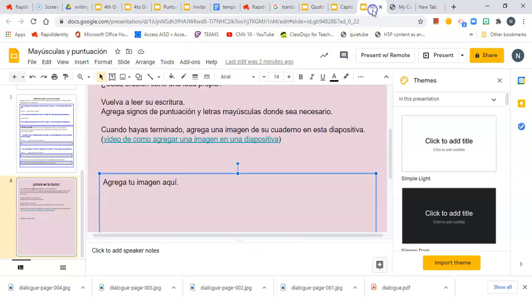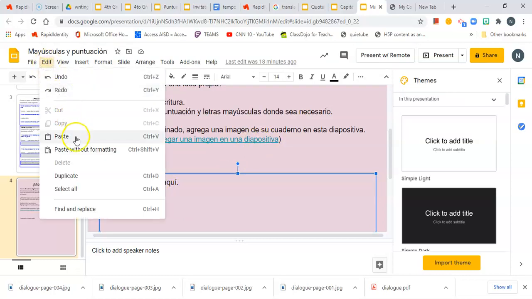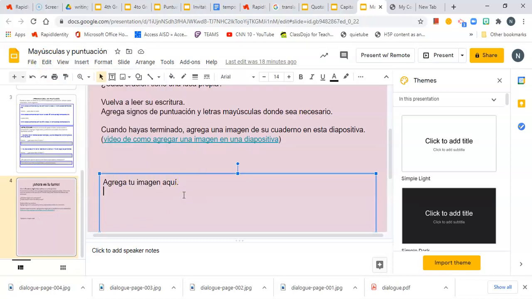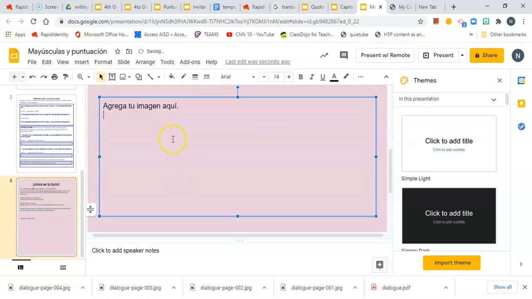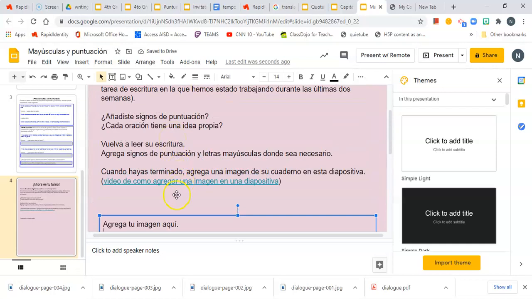The video actually tells you this. The directions are in the video. And then you click here and go to Edit Paste or Control-V and it will add your writing on here, which this is my writing. But before you do that, you need to fix your sentences and make sure that you add capital letters and periods where you have different ideas and different sentences in your writing.